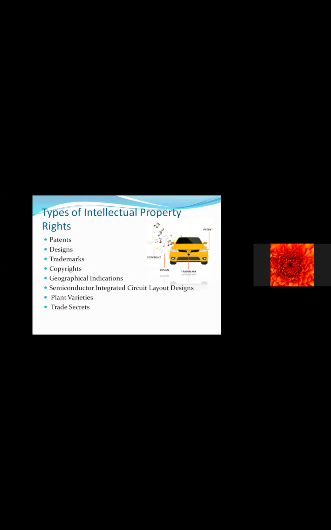Now we have a geographical identification, that is GI tags. Then we have a semiconductor chip, a circuit design. Then we have plant varieties. Then we have trade secret. These all come under the intellectual property rights.